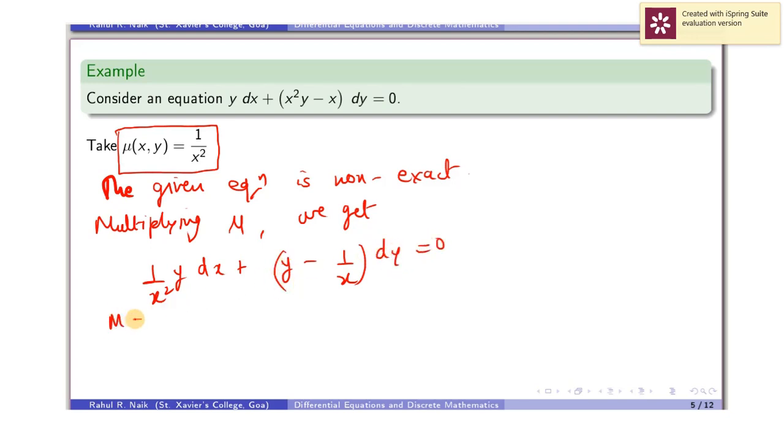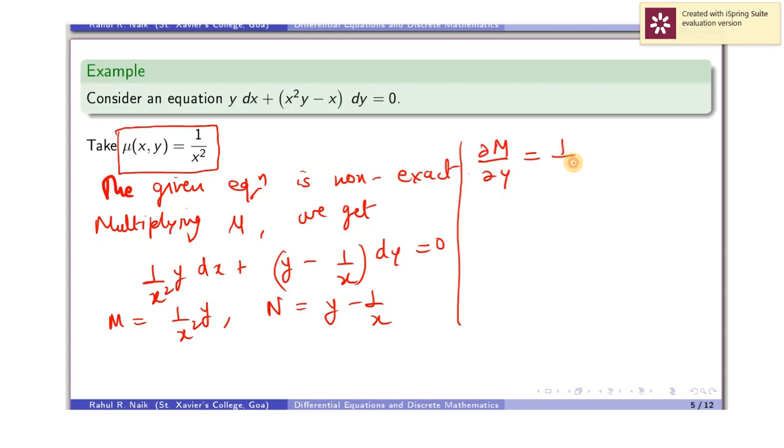So your m is 1 by x square y and your n is y minus 1 by x. Just check whether they are exact or not. For that we will have to see whether ∂m/∂y is the same as ∂n/∂x. In this case, for ∂m/∂y, you keep 1 by x square as a constant, so you have 1 by x square, and for ∂n/∂x, y is a constant, so the derivative of minus 1 by x is 1 by x square. So ∂m/∂y is equal to ∂n/∂x. Hence the given equation gets converted to an exact equation.